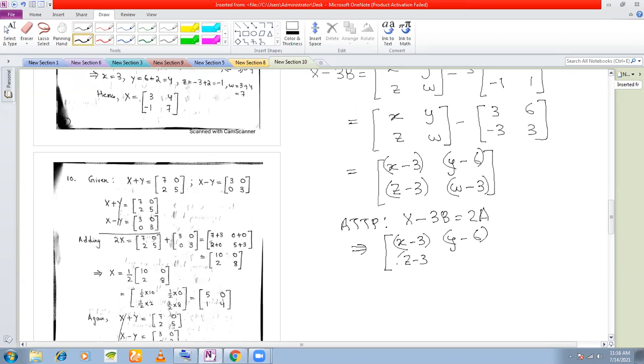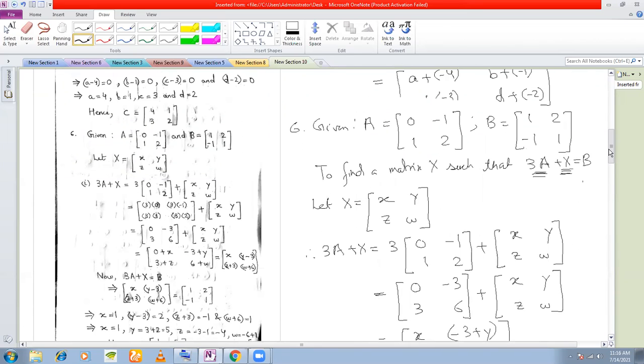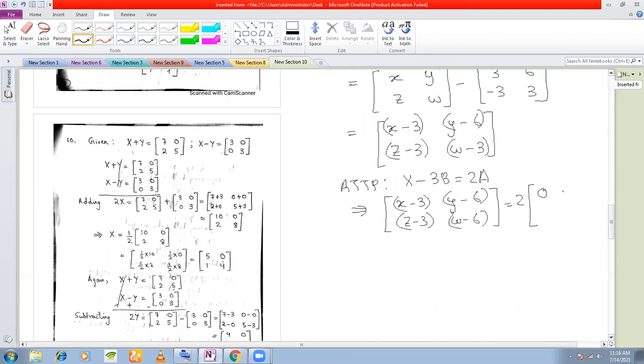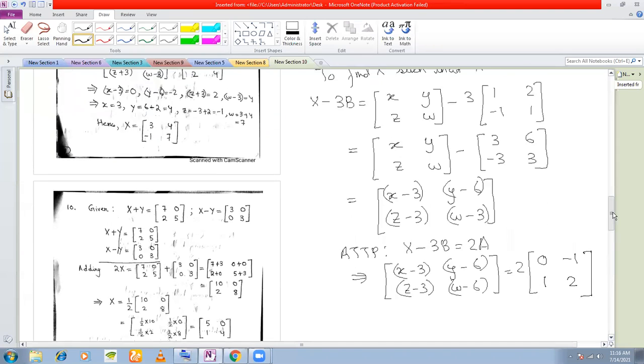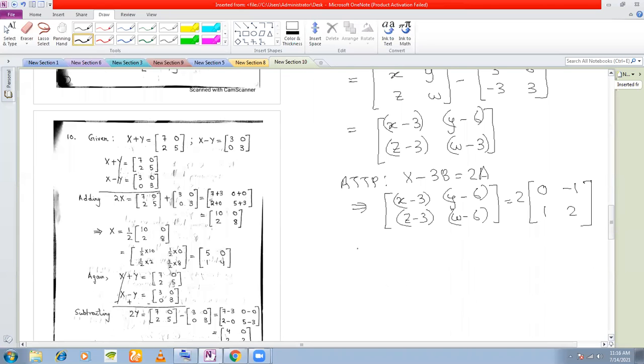Z minus 3 and W minus 6 is equal to twice A. The matrix A here is 0, minus 1, 1, 2. Right? This is the matrix A. Okay. So now what we do here is we first multiply. On the right hand side, we multiply the scalar with the matrix. We write this matrix as it is on the left hand side.